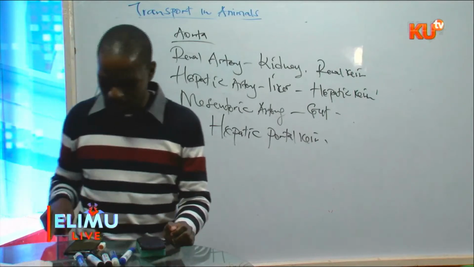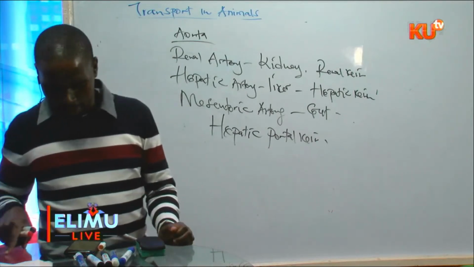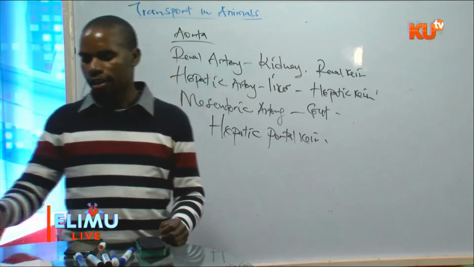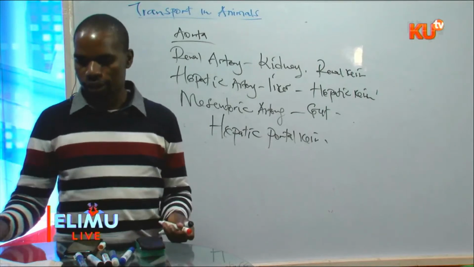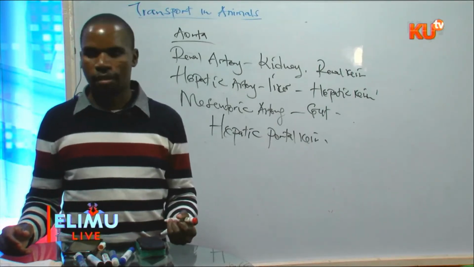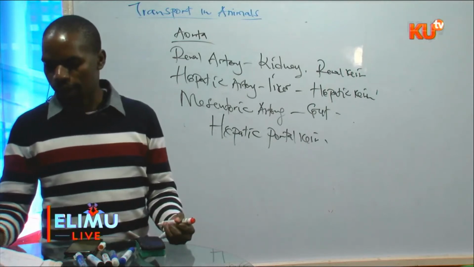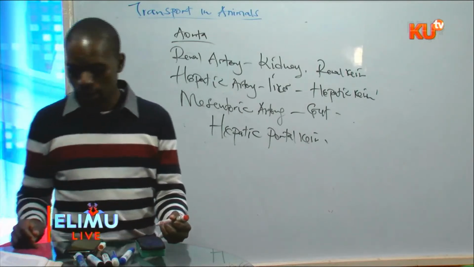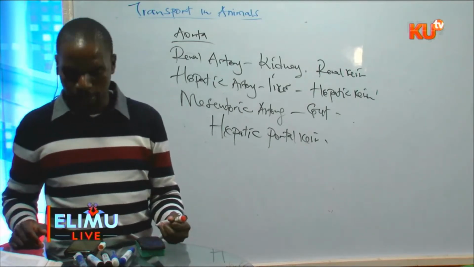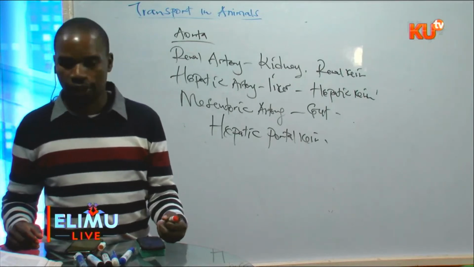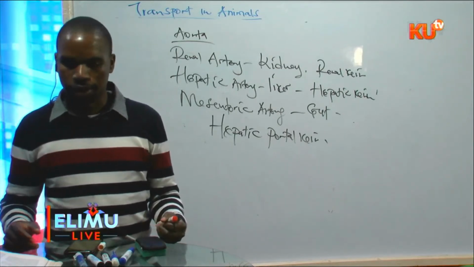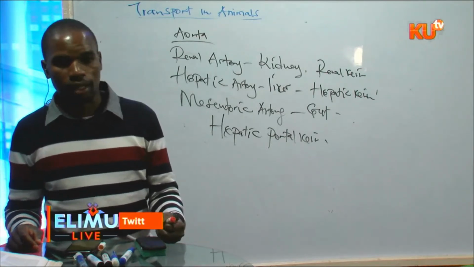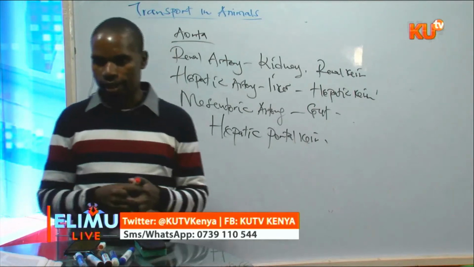What is meant by the heart being myogenic? I've said that the heart being myogenic means that it can generate its own pressure from its muscles. Those are what we call the cardiac muscles. So as we continue with this topic, next time when we meet, we'll be looking specifically at the blood vessels, that is the capillaries, the veins, and the arteries.